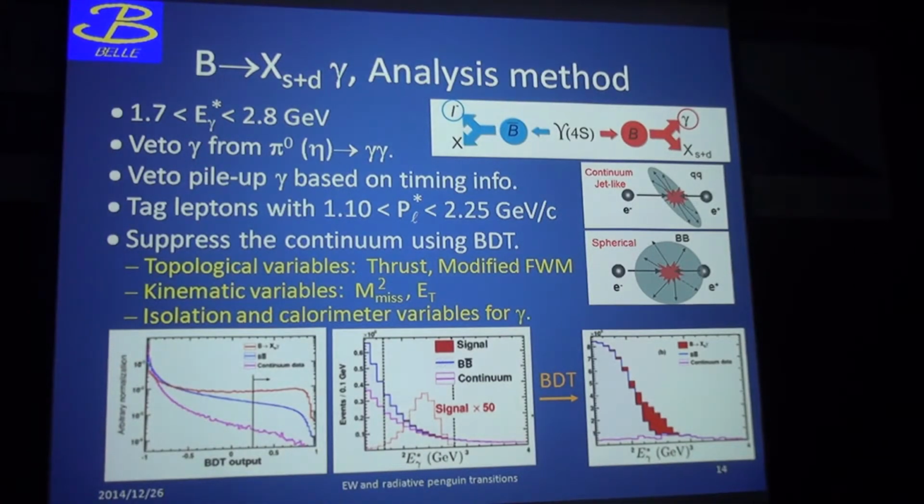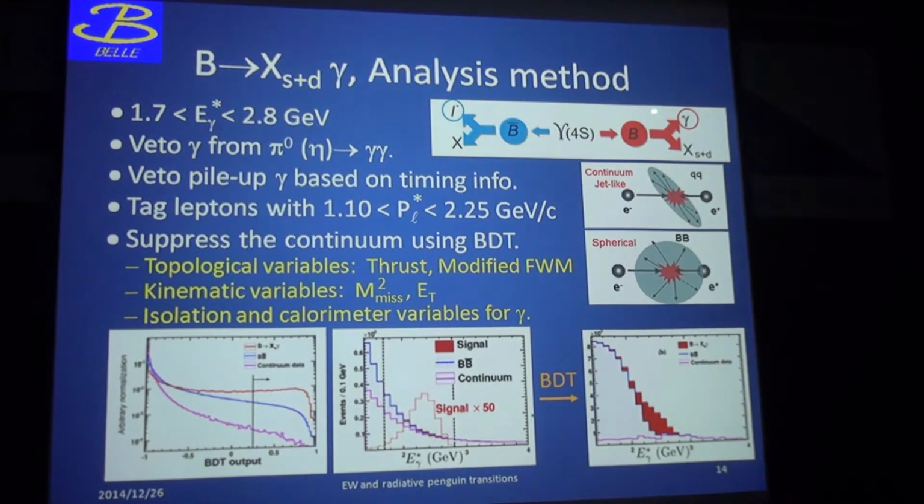Okay, let me talk about another technique called the inclusive technique. I'll just report the X_s plus D gamma measurement from this year. In the inclusive measurement, we only identify the photon from the B to X_s gamma decay, but we don't know the flavor. So the flavor has to be determined by assuming that the accompanying B decays semi-leptonically. So we can use the charge of the lepton to know the flavor of this B. That's the concept.